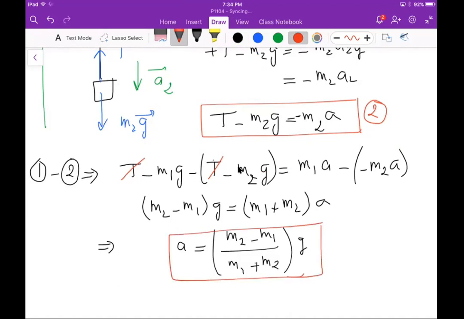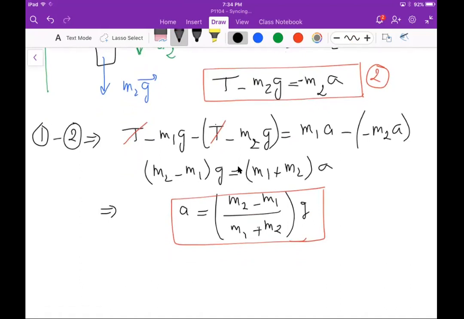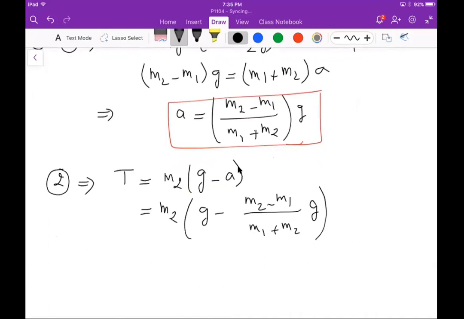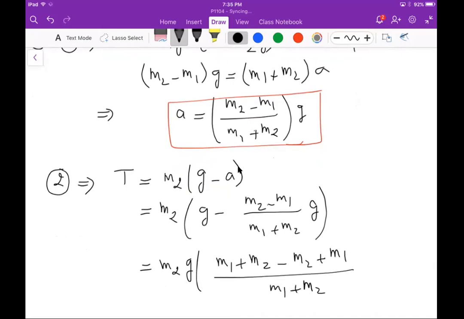And from here, we can conclude what is the value of T. So T could be deduced from equation number one or from equation number two. Let's use equation number two since we can see it on the screen. So T is equal to M2 times G minus A. So it's equal to M2 times G minus M2 minus M1 divided by M1 plus M2 times G. So all we have to do is to get G out and to make the same denominator. So we end up with M2G multiplied by M1 plus M2 minus M2 plus M1 divided by M1 plus M2. And so here we can eliminate M2.